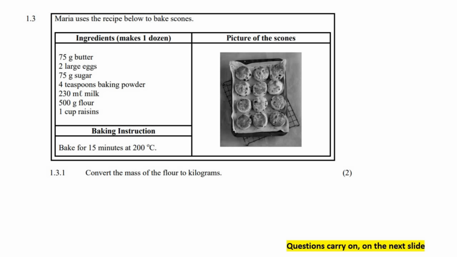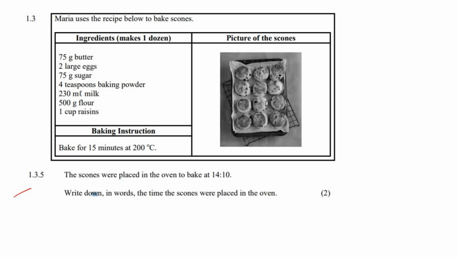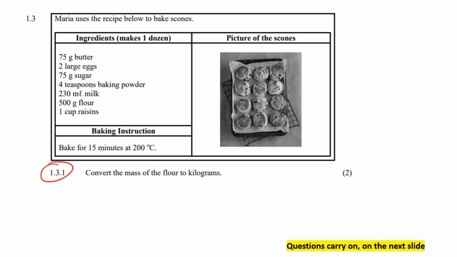So this question will carry on. Here we're going to do the first part, and then it carries on to a second, third, fourth, and fifth part. Okay, so let's start. It says that Maria uses the recipe below to bake scones. We've been given some ingredients, and this makes 1 dozen. Remember, 1 dozen means 12. You need 75 grams of butter, eggs, sugar, baking powder, milk, flour, and raisins, and you're going to bake it for 15 minutes at 200 degrees Celsius.